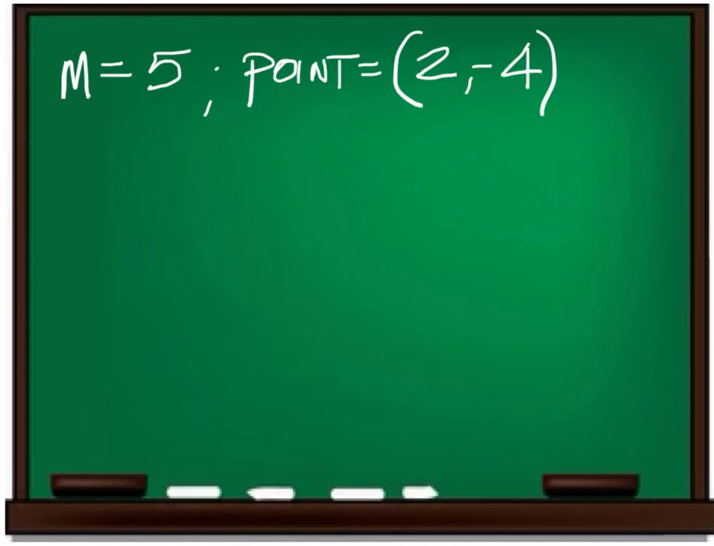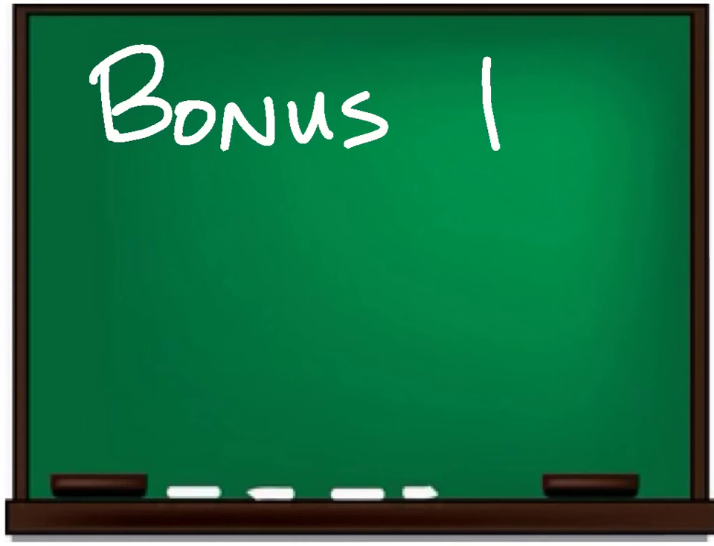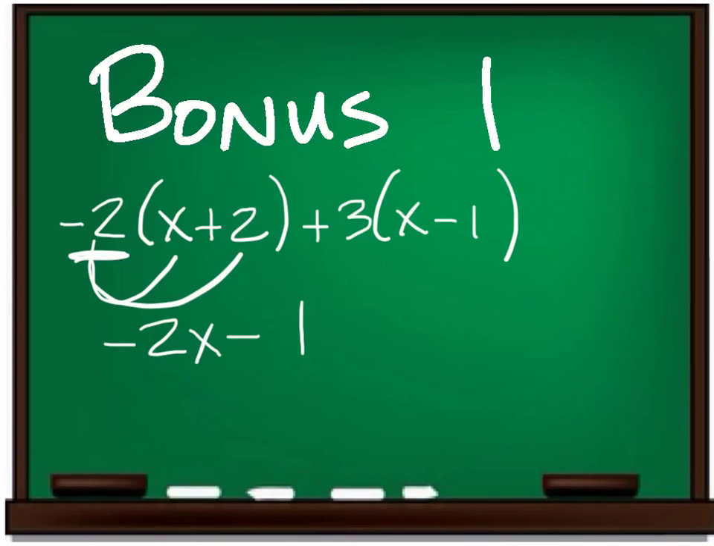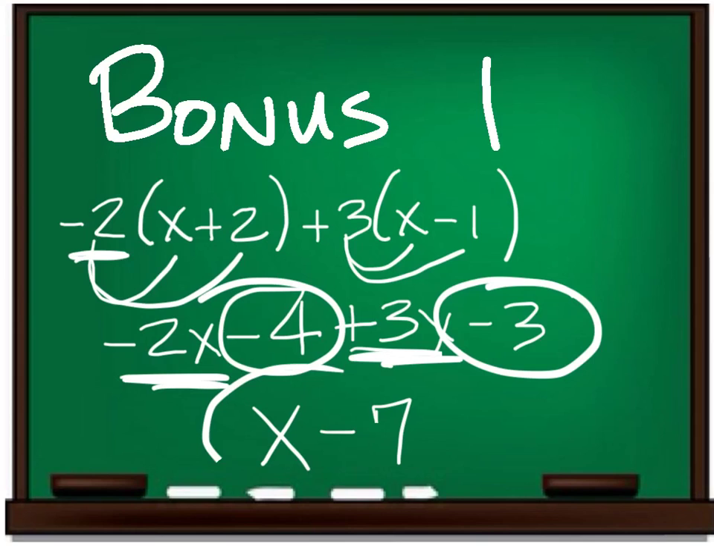For the point slope form, you should have y plus 4 equals 5 times the quantity x minus 2. Negative 2 times x is negative 2x. Negative 2 times 2 is negative 4. 3 times x is 3x. 3 times minus 1 is minus 3. Negative 2x plus 3x is x. Negative 4 minus 3 is minus 7.